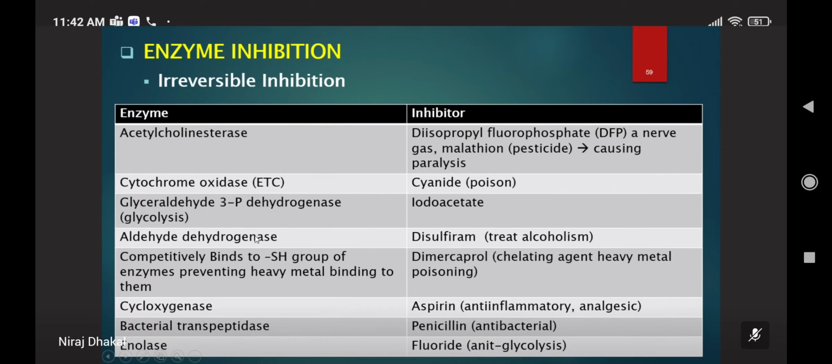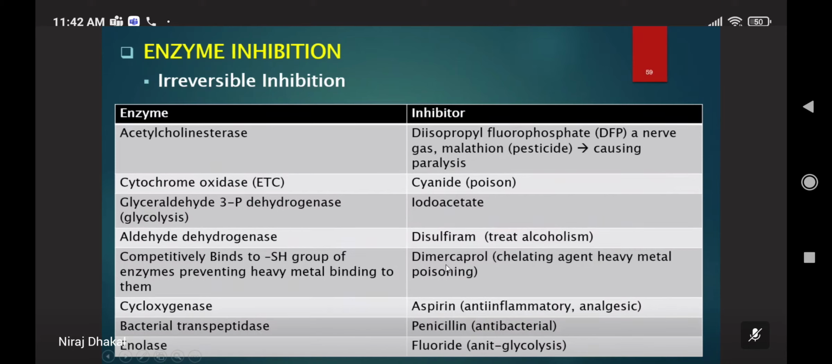Normally, aldehyde dehydrogenase will metabolize alcohol to produce acetaldehyde and other aldehydes. So in the presence of disulfiram, this enzyme is inhibited, so that there is accumulation of other substrate which will avert the person from taking excess alcohol.